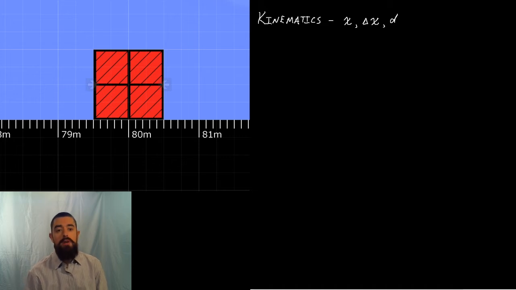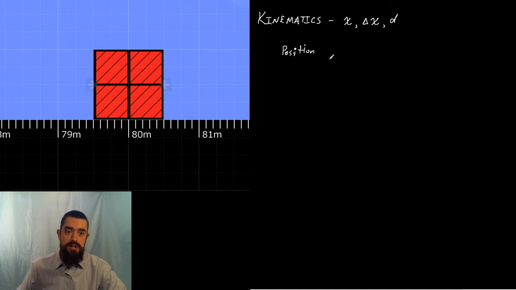Today we're going to talk about position, displacement, and distance. This falls under the chapter of kinematics. All right, so displacement, position. Let's start with position. Position is the location of an object. It has the symbol of X. So we'll think about this as a location.